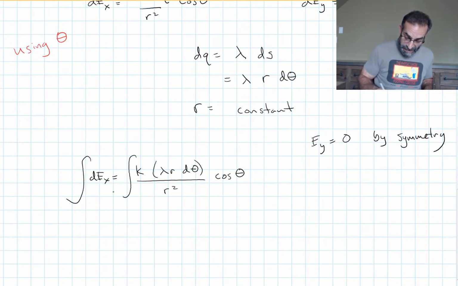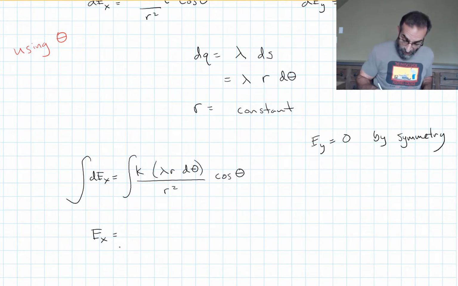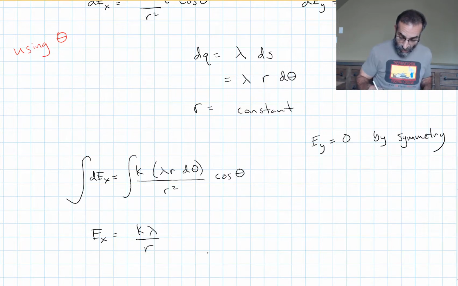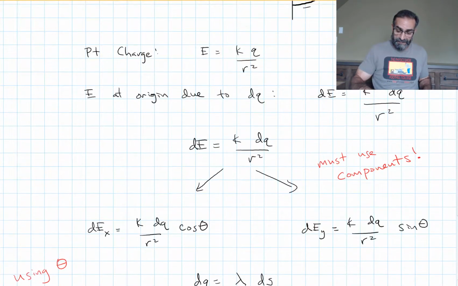That turns our dE sub x into E sub x. When we add up all the contributions from all the little dq's, we have some constants here, k, lambda, and we end up with a 1 over r. We have an r over r squared, becomes a 1 over r. And then we have the integral of cosine theta d theta, and we have to get our limits right. So let's take a look at that.